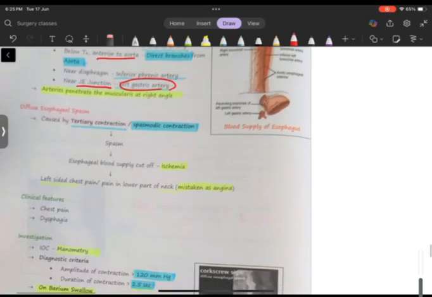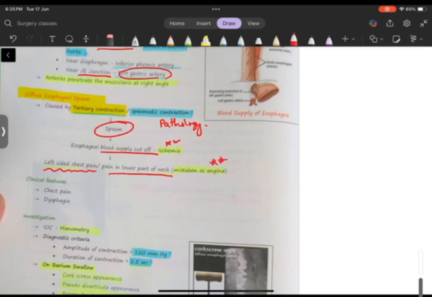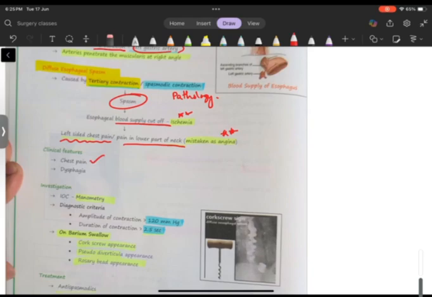Okay, so next motility disorder of esophagus is diffuse esophageal spasm, which is caused by tertiary contraction, which is a spasmodic contraction. That's why I said it is pathology. Because of this contraction, there will be esophageal spasm basically, like there will be increased contraction and there is no relaxation, because of which this spasm can be so much that the blood supply itself can be cut off, and that can lead to ischemia of the esophagus. Okay, and then what will the patient be presenting with? He'll be presenting with left sided chest pain or pain in the lower part of the neck, which can be mistaken for angina. Right? So clinical features, just like I said, there is chest pain and there is dysphagia.